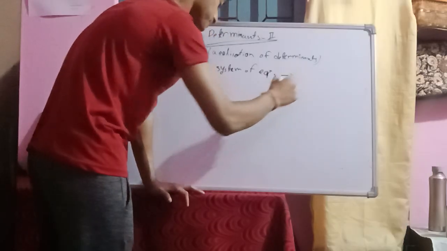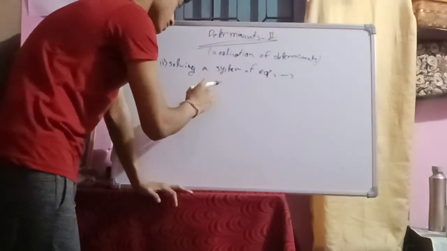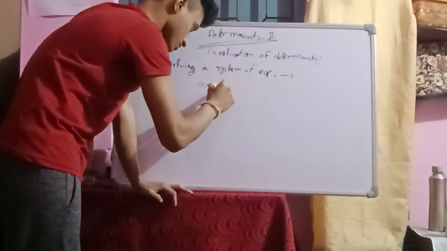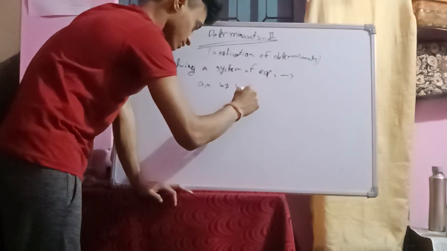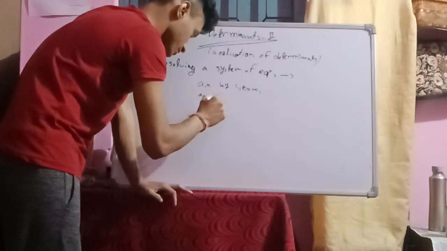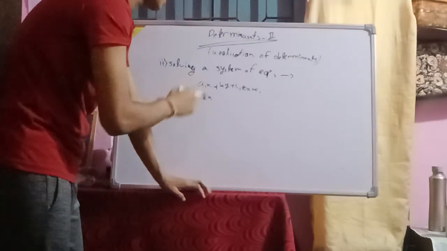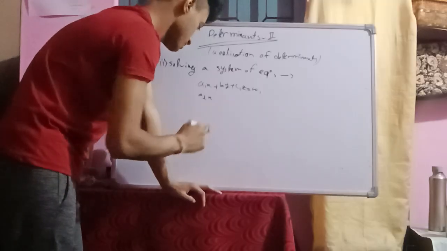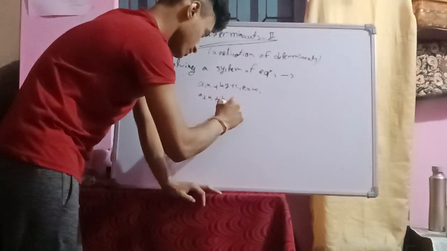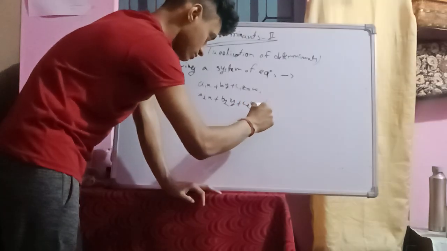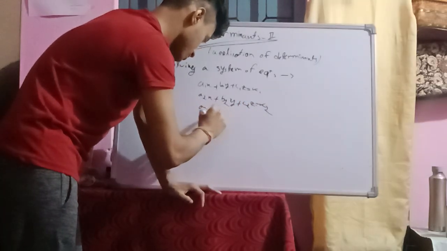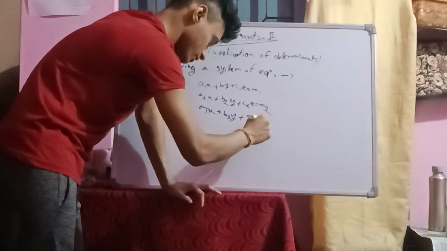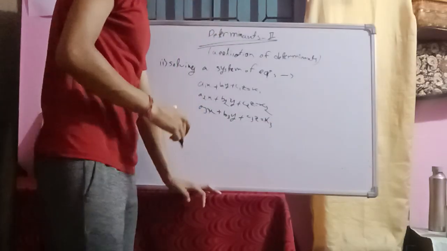A system of equations. Let's have a system of equations with three variables and three equations: a1x plus b1y plus c1z equals k1, a2x plus b2y plus c2z equals k2, and a3x plus b3y plus c3z equals k3. Okay.